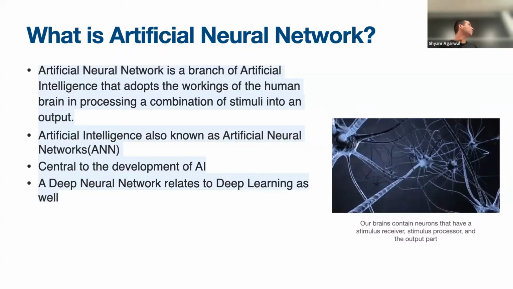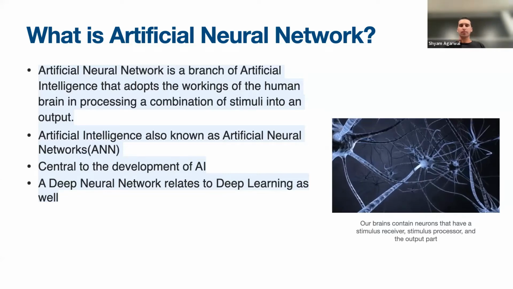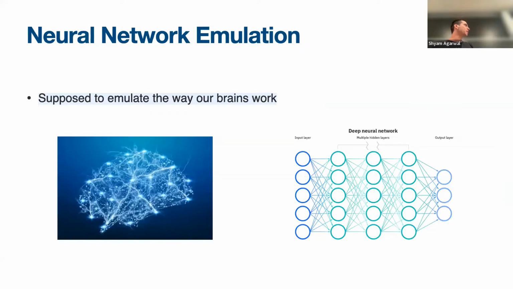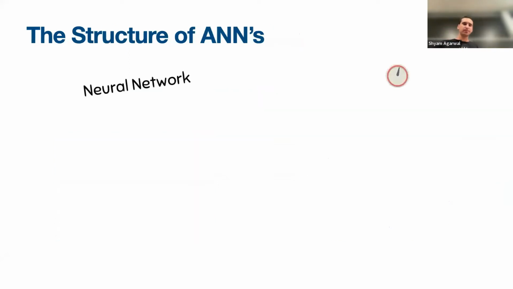Okay, all right. So what you need to know about neural networks is that they're central to the development of AI and deep learning. Again, they're supposed to emulate the way our brains work. As you can see, there are neuron connections firing, taking in input, and sending out output. On the left, you can see what our brain would typically look like, and the neural network on the right is supposed to emulate what happens on the left.